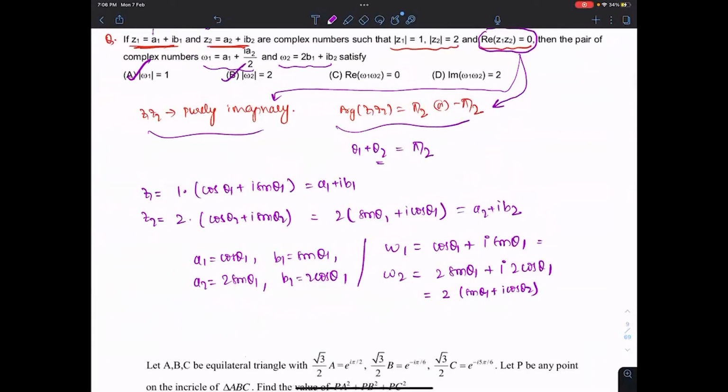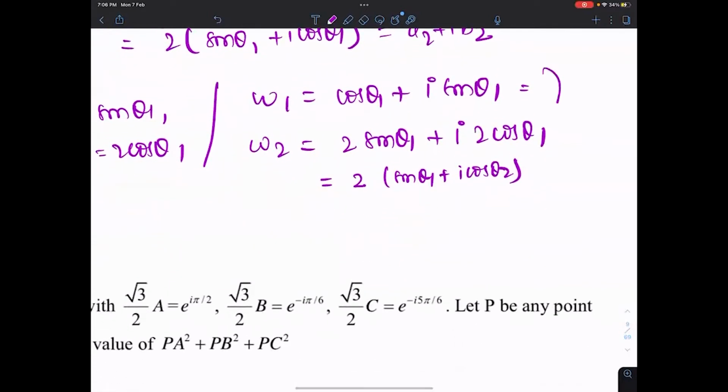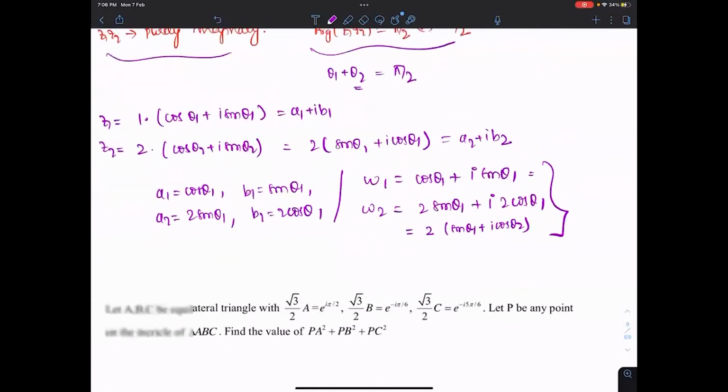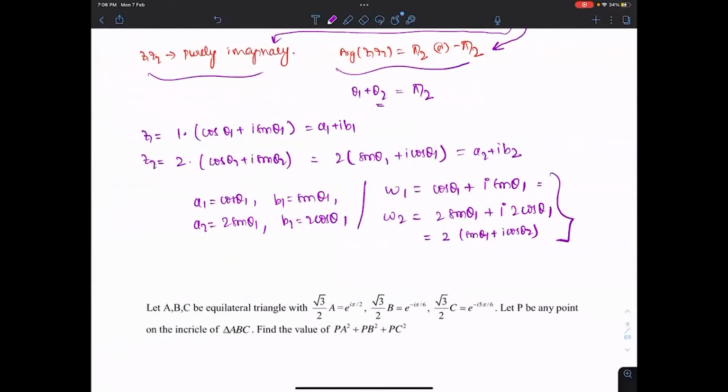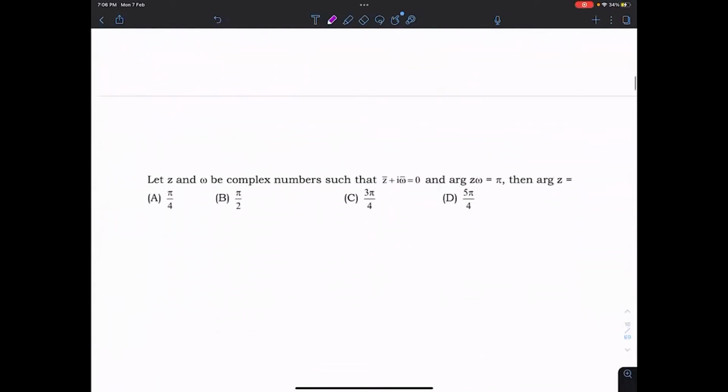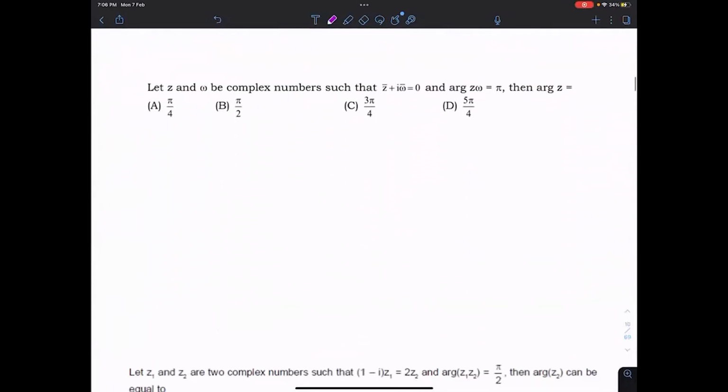Okay. Next. Real part of omega 1, omega 2. Imaginary part also they are talking about. Okay. Now what is there? You can multiply these two. It won't take much time. Then you can find out for yourself. Fine. Next. This is a very interesting question again on argument and all.